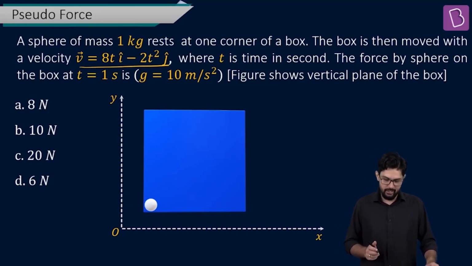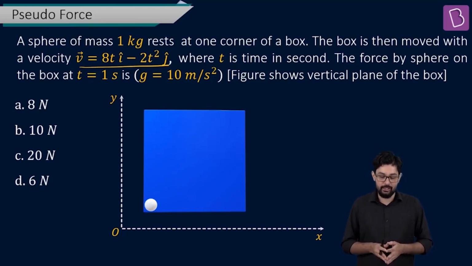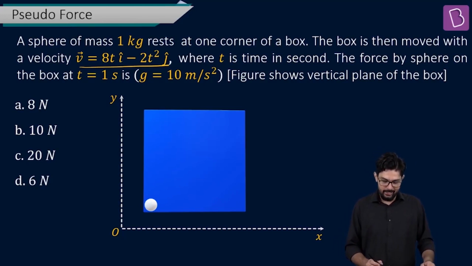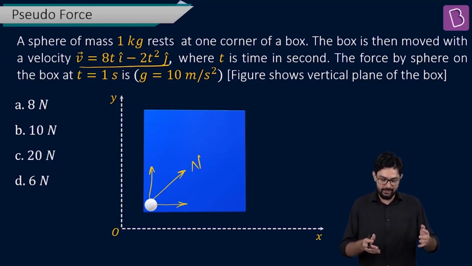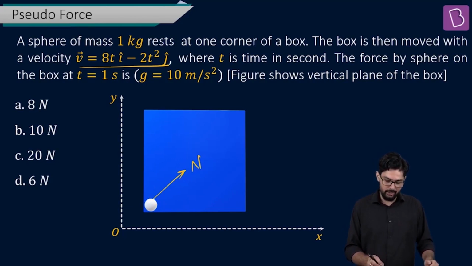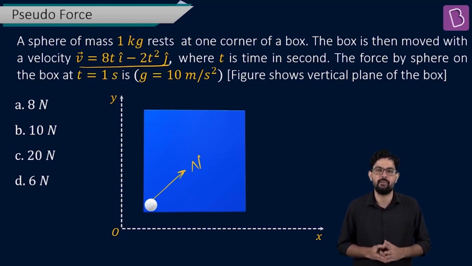So let's talk about this. In which direction will be the normal reaction? Well, if this ball or the sphere rests like that in the lower left corner of this box, then the left wall or the left surface of the box will push this ball towards right. And the lower surface on which this ball is resting will push it in the upward direction. And therefore, the resultant of these two will be the net normal reaction that is applied by the box on the ball. And you can see the direction. This will be the direction and it will be on the same plane, that is the XY plane.